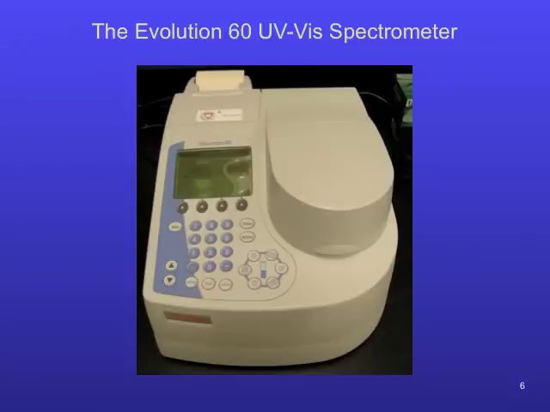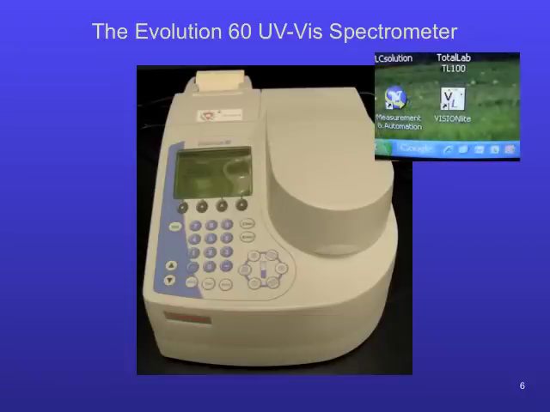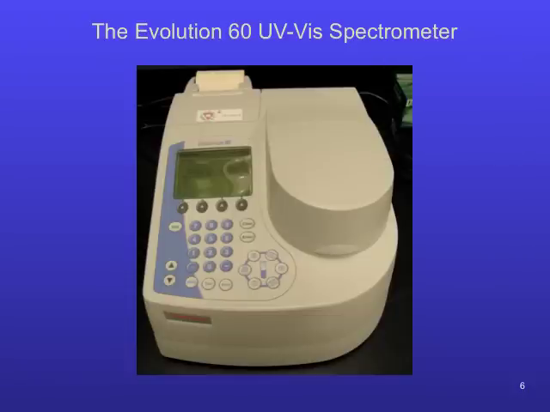The UV-Vis spectrometer you will use to make your absorbance measurements is the Evolution 60. It can be operated either remotely by computer program or directly by using the controls on the instrument itself. The computer program is Vision Light and runs on an adjacent computer interface to the spectrometer.